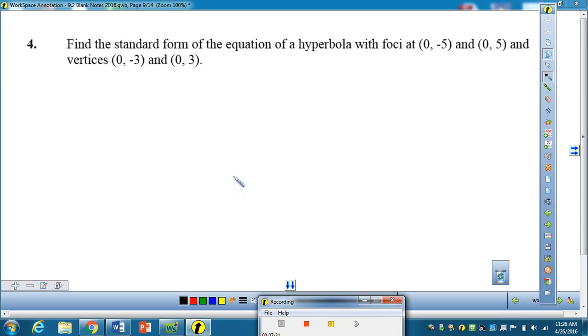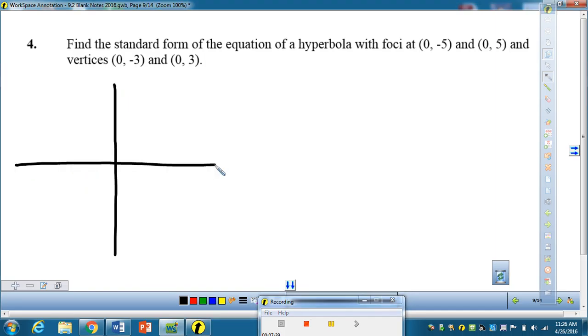In the next problem, we're going to work backwards using some given information to find the standard form of the equation of a hyperbola. This time it tells us the foci are at -5 and 5. The vertices are at -3 and 3. So we're going to start by just making a sketch of this. Draw an xy axis. All of these points that we're given are y-intercepts. So let's do y-intercepts at 5 and -5. Vertices are at 3 and -3. And so that means that our hyperbola shape is going to look something like this.